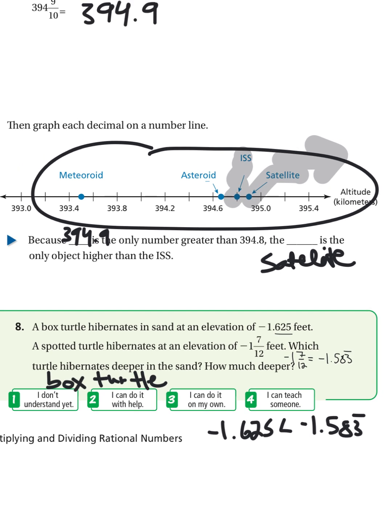And then it does say how much deeper. Because we're using decimals, we're going to kind of ignore the repeating. So if I find the difference of 625 thousandths and 583 thousandths, I get about 42 thousandths. So we can say about 42 thousandths deeper, or 0.042.